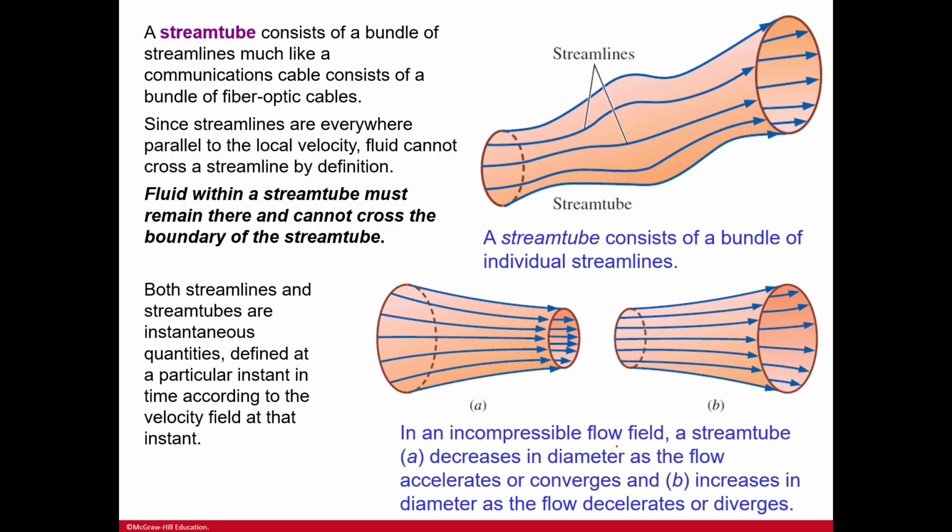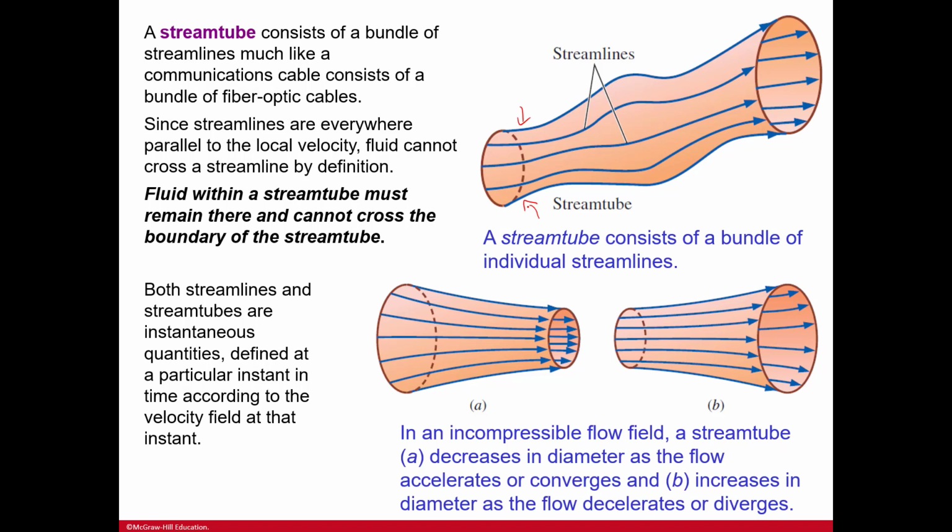We need other things. So a stream tube consists of a bundle of streamlines, much like a communication cable, okay? So here it's just a tube and it's a bunch of streamlines. That's what we're looking at. Fluid within a stream tube must remain there and cannot cross the boundary of the stream tube. Okay, so it cannot, here's the boundaries. It cannot cross. The mass needs to stay in there. Okay?